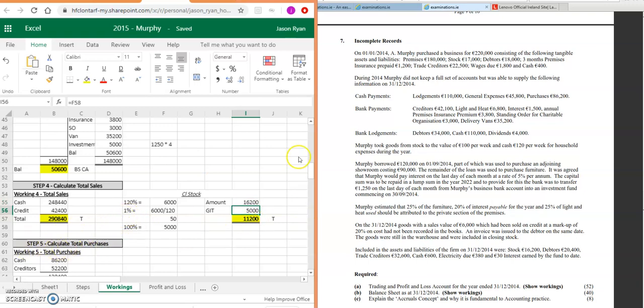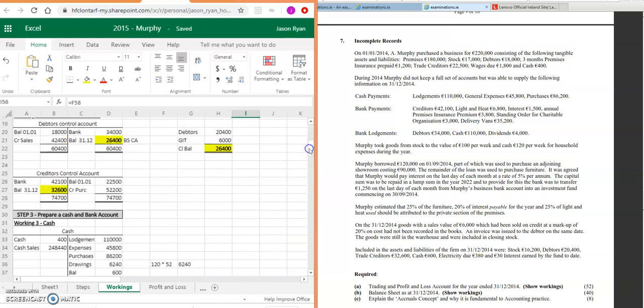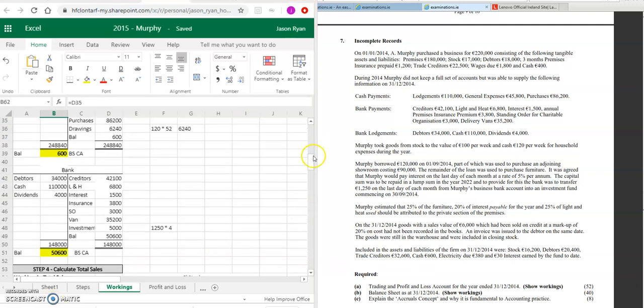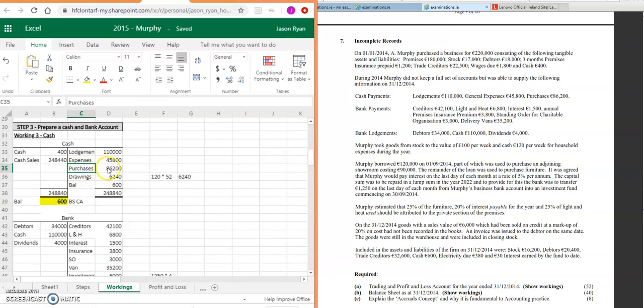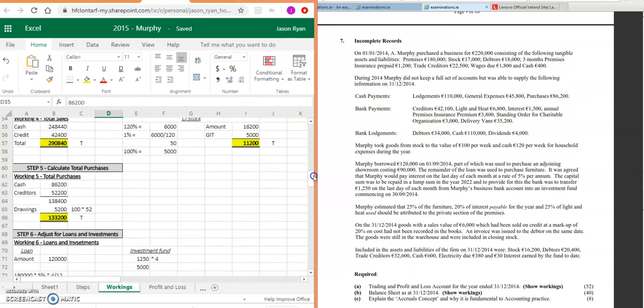Step 5 then, you're going to calculate your purchases. So once again, go back up to your creditors control account that we calculated here. Your credit purchases is 52,200. Your cash purchases will be in your cash account, and purchases here that we have of 86,200. That's what's taken straight from here for your cash payments. So that's your cash of 86,200. You got your creditors then from our adjustment, 52,200. That gives you 138,400. And then remember that he's taking stock to the value of 100 per week. So you need to reduce that figure by 5,200, and that gives us 133,200. Okay, so your purchases are going to be reduced because this guy here, Murphy, he's taking goods from the stock, which is basically your purchases that you're going to sell on to get money from.